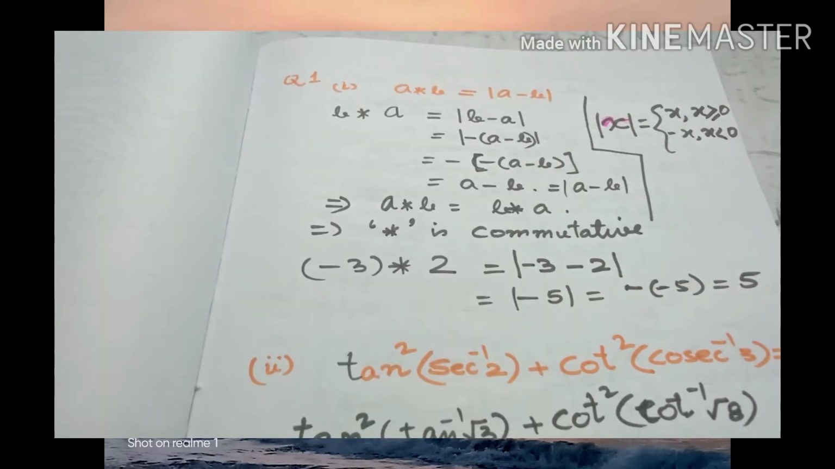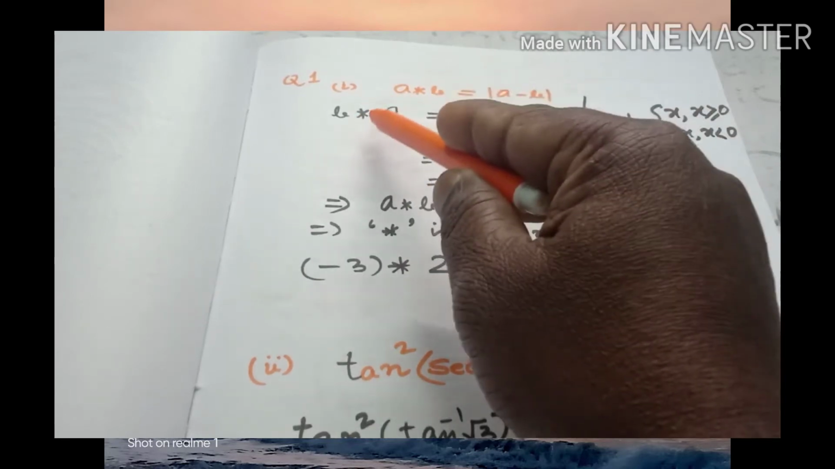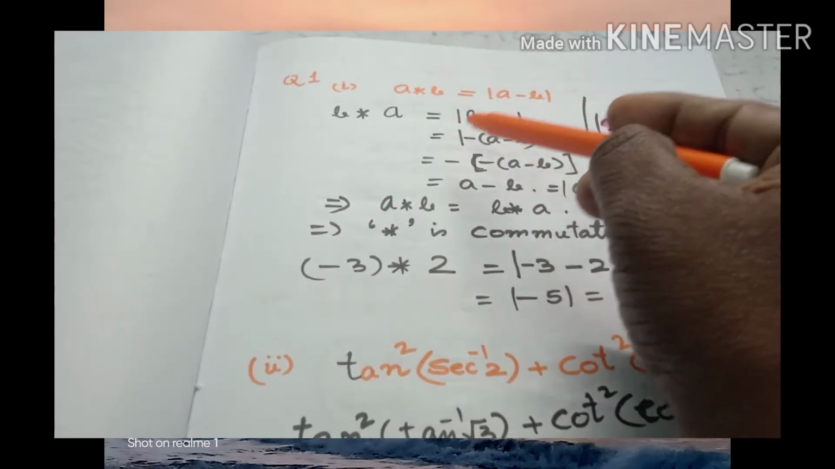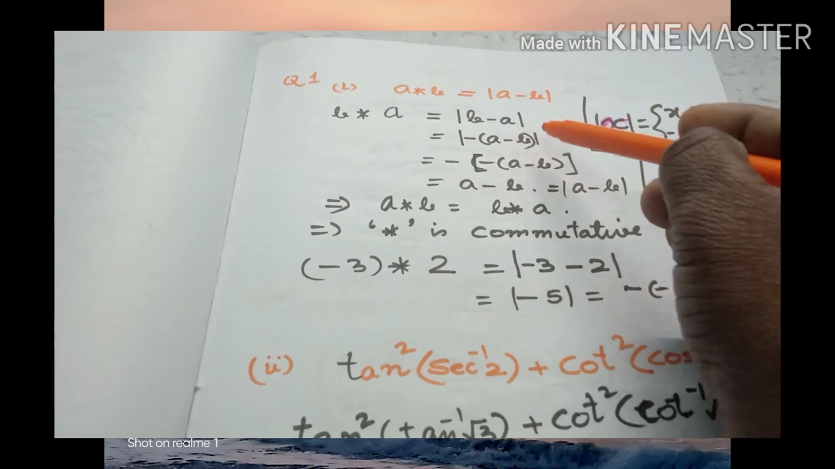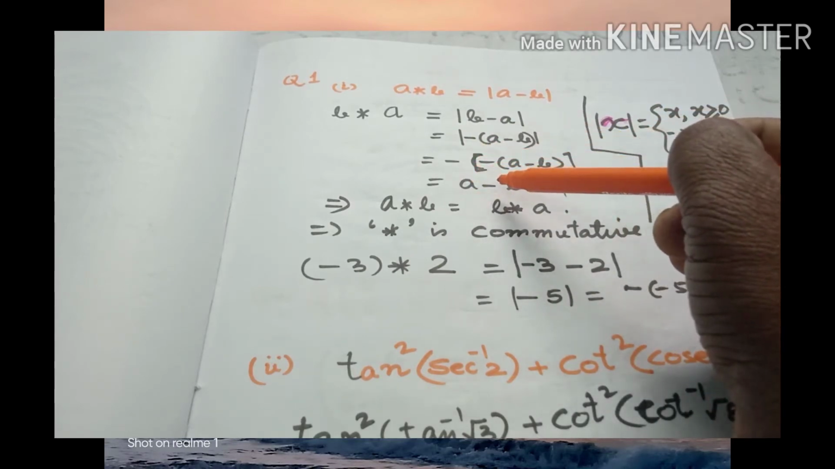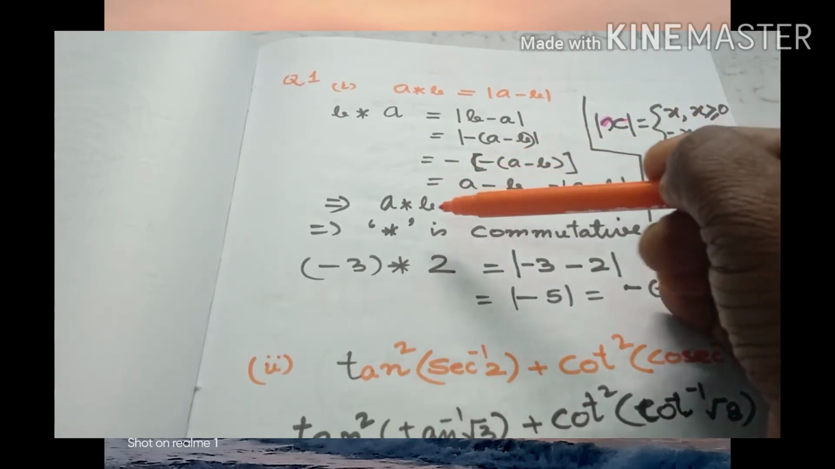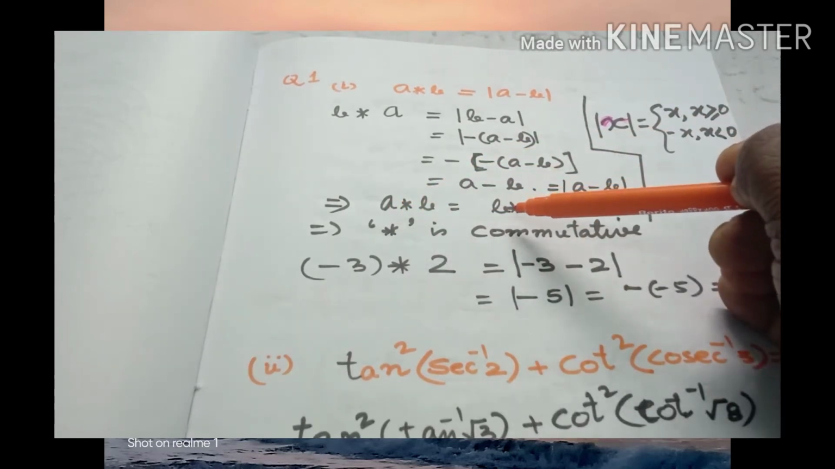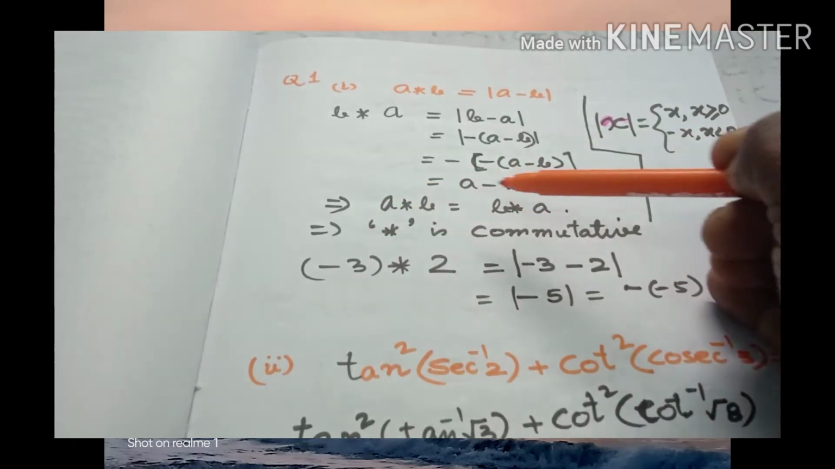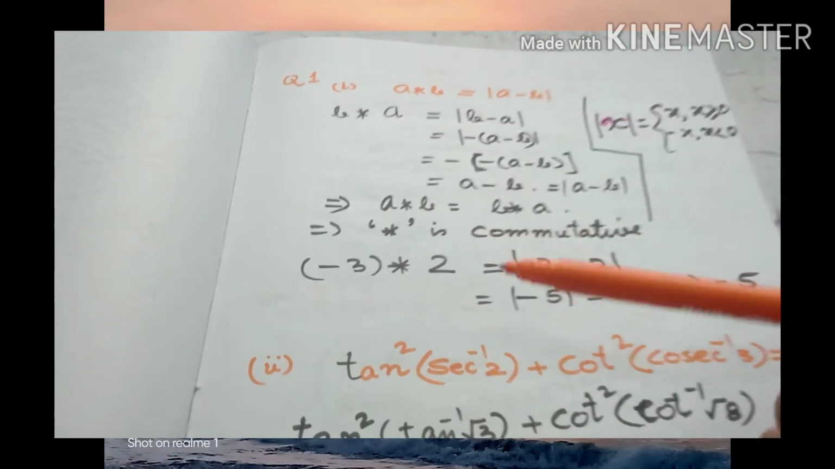When x is less than 0. So B operation A will be mod of B minus A, that is mod of minus of A minus B, that is A minus B after calculation, and this is equal to mod of A minus B. So A star B equals B star A. So both are equal, hence this star operation is commutative.